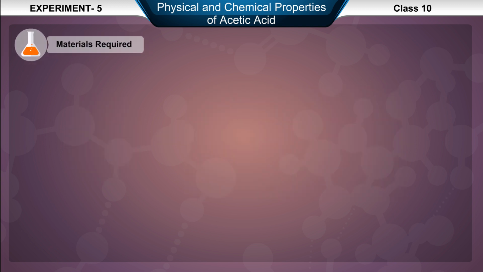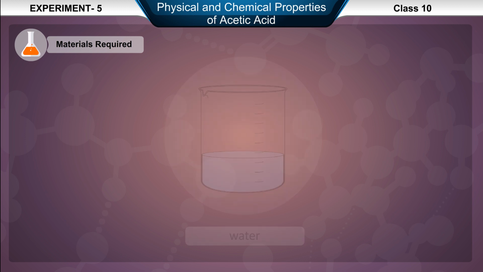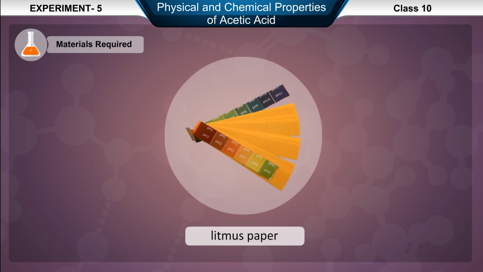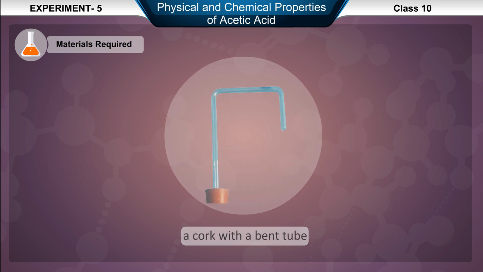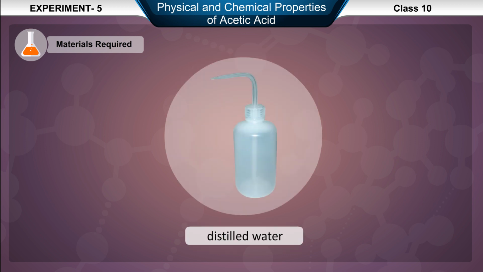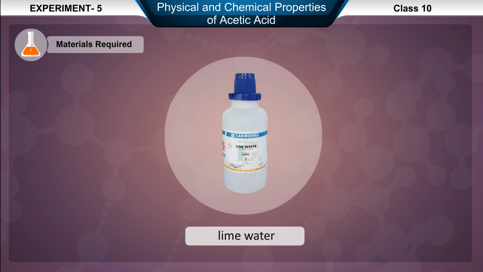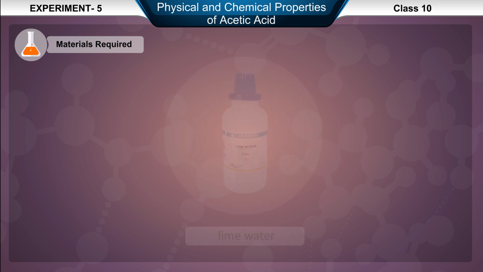Materials required: test tubes, test tube stand, a dropper, a beaker, water, litmus paper, a cork with a bent tube fixed in it, acetic acid, ethanoic acid, distilled water, sodium bicarbonate, freshly prepared lime water.